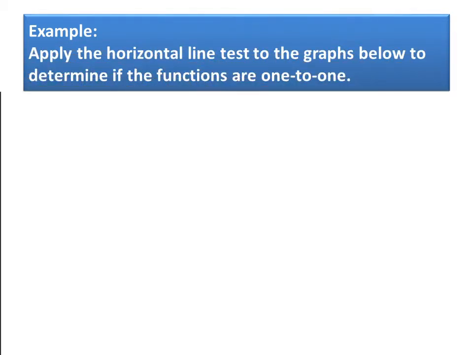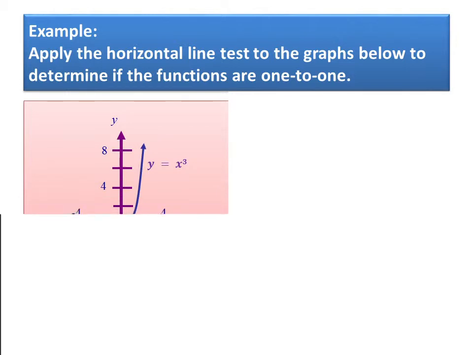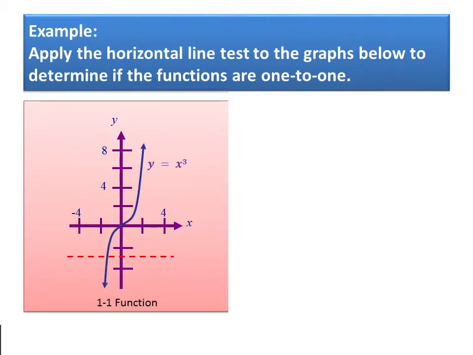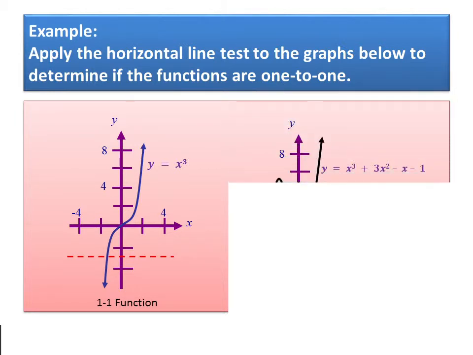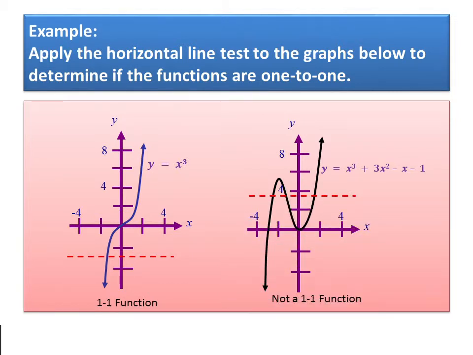Example, apply the horizontal line test to the graphs below to determine if the functions are one-to-one or not. We have a figure to the left representing y equals x cubed. And we can see that by drawing a horizontal line, it will only cut the graph in only one point. So this is a one-to-one function. While for the graph on the right, we see that there is a horizontal red dashed line cutting the curve in 3 points. Accordingly, the curve to the right does not represent a one-to-one function.